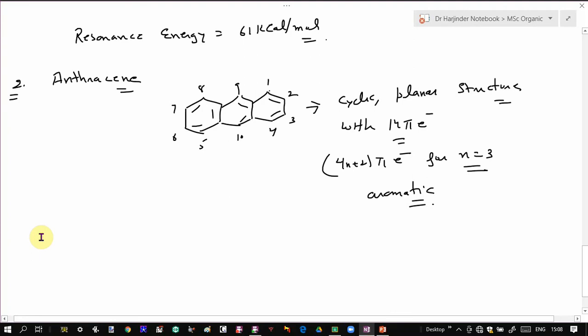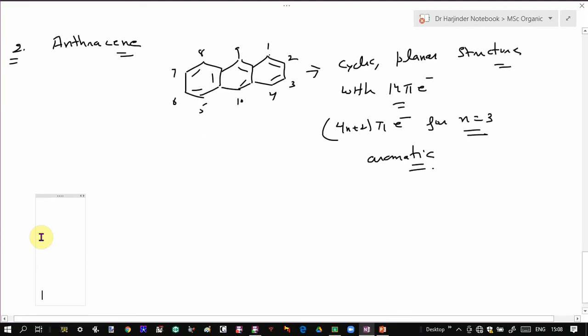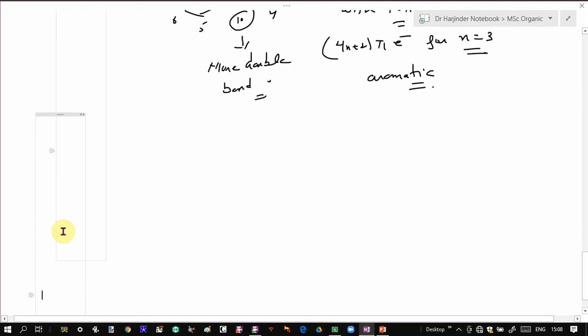Now here also there is a partial bond fixation at position number 9 and 10, which has more double bond character. That can be explained by using resonance structures, where the double bond occurs in more resonance structures at position number 9 and 10. So let us draw the resonance structures of the anthracene molecule.